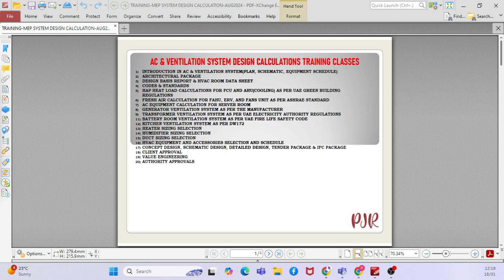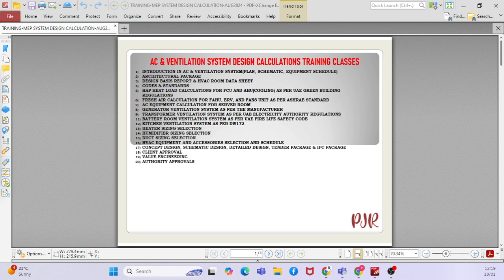project. Inside the architectural package you have different spaces. In each and every space, you have a toilet, a kitchen, a bedroom, then a hall, a corridor, and plant rooms. So how do you design the air conditioning? What are all the inputs to be considered? That all we will consider based on our local guidelines.